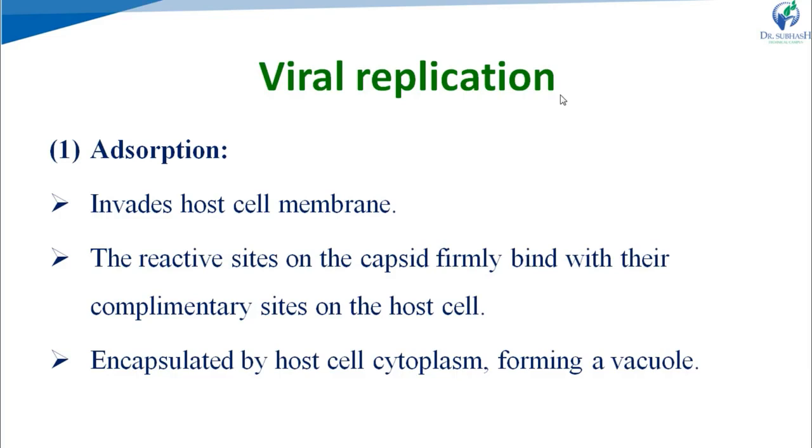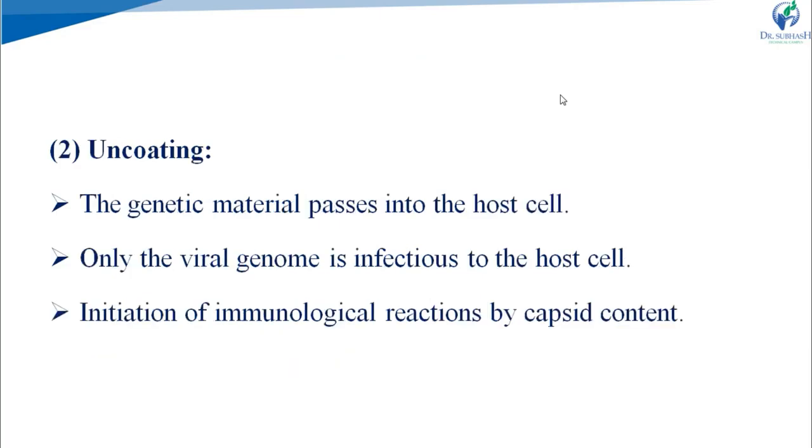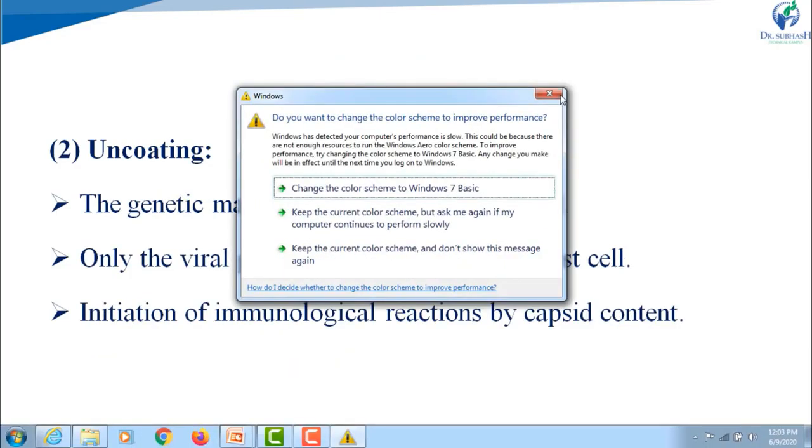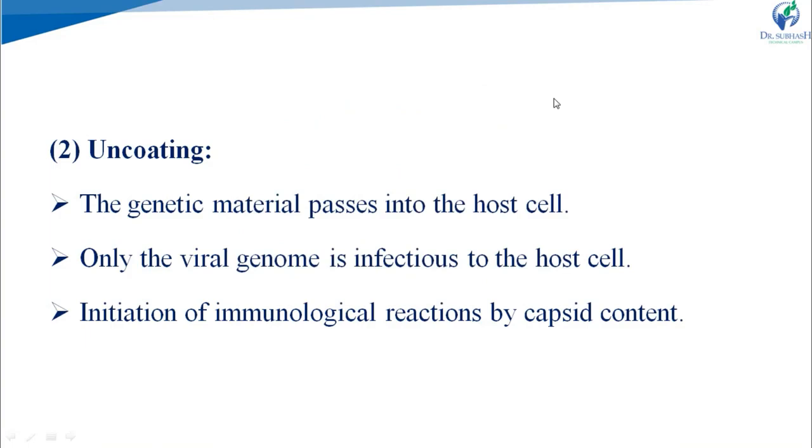Reactive sites of the capsid firmly bind with their complementary sites on the host cell and then penetrate the cell membrane. After attachment with the cell membrane of the host cell, it gets encapsulated by the host cell cytoplasm, forming a vacuole, which is a bulk structure. The second step is uncoating.